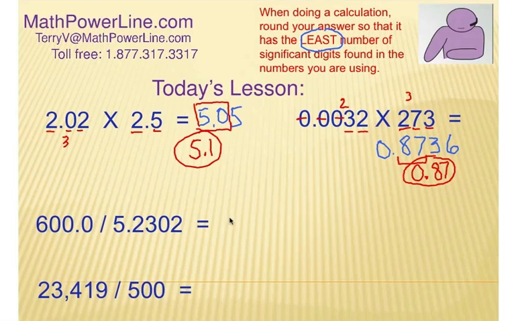In a third example, 600.0 divided by 5.2302. Alright, let's do the division first, and it turns out to be quite an amazingly complicated, ugly looking number. And it's 114 point, and it does keep going for a very long time. I'm going to cut it off after a few numbers here. And I know that's going to be more than what we really need to decide this. But it's 114 point those numbers and beyond.